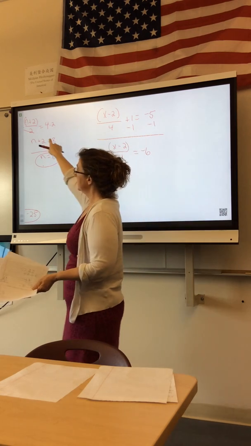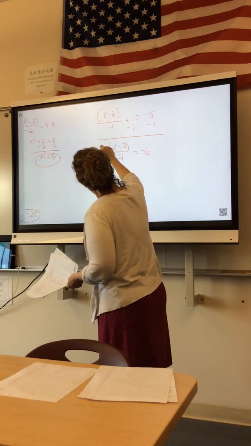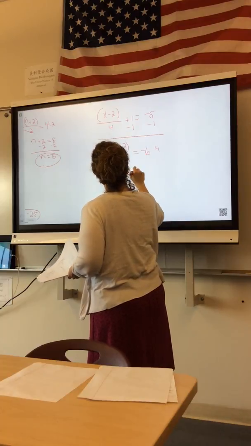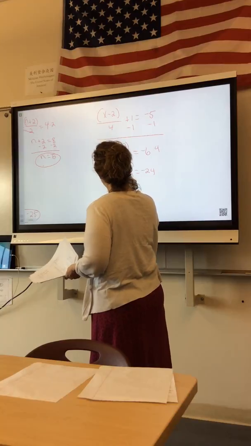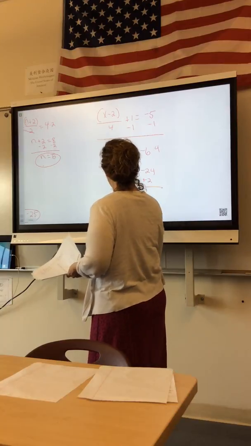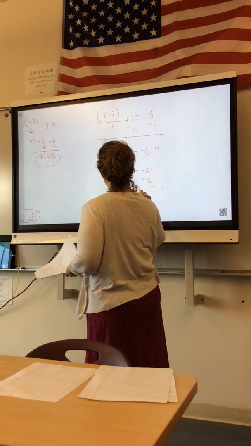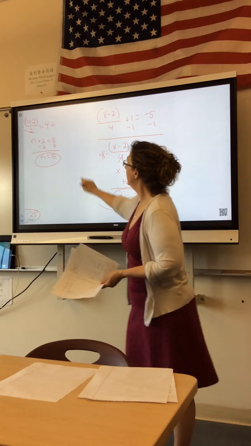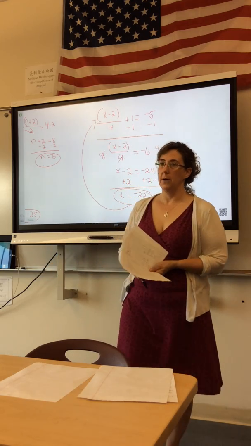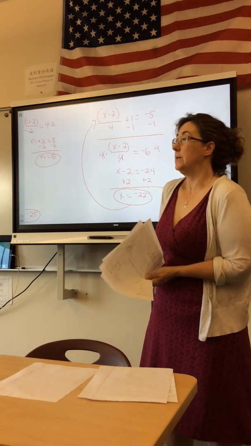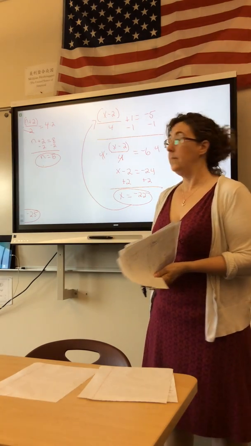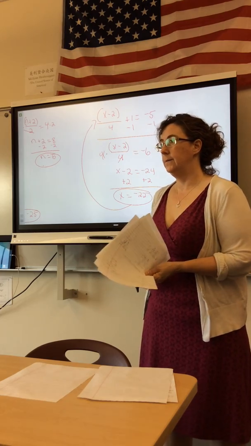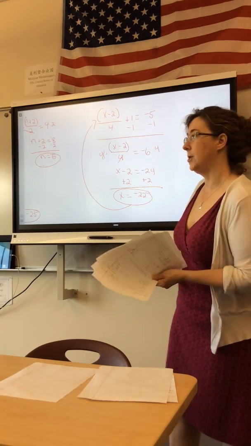And then it looks exactly like this one over here. Multiply by 4 on both sides. X minus 2 is equal to negative 24. Then I add 2 to both sides. And I have x is equal to negative 22. If I take negative 22 and plug it back into my original equation, I should get negative 5. If I don't, then something went wrong. I made a calculation error somewhere, or I recorded the answer wrong, and I can go back and check my work.